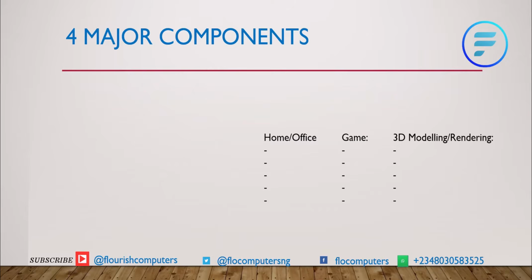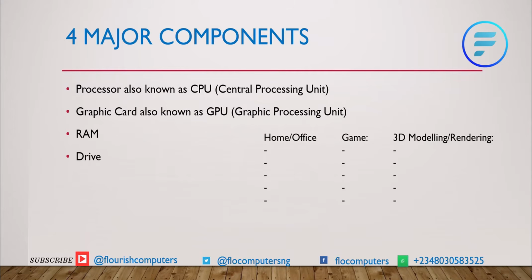Okay, let's go. There are so many components inside the computer, but there are 4 major components we are going to be discussing in this lesson. The first one among them is the processor, which is also known as your CPU, Central Processing Unit. Then we have the graphic card, also known as your GPU, Graphic Processing Unit. We have the RAM, Random Access Memory, and then we have the drive. These 4 components, among all the other components inside your computer, are the most important components that determine the performance of your system.